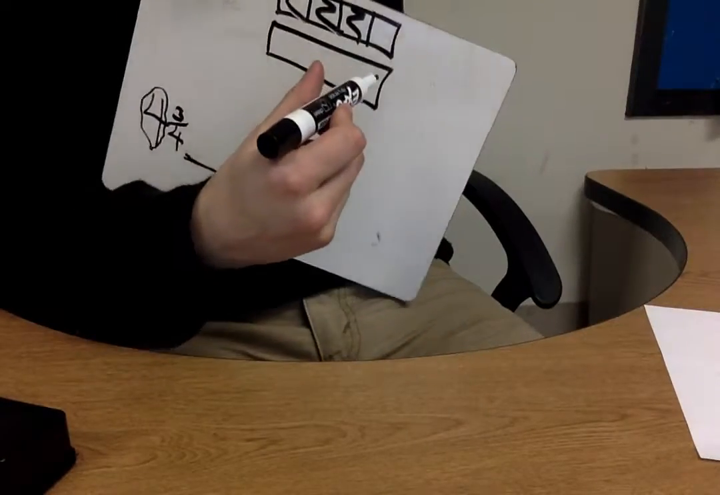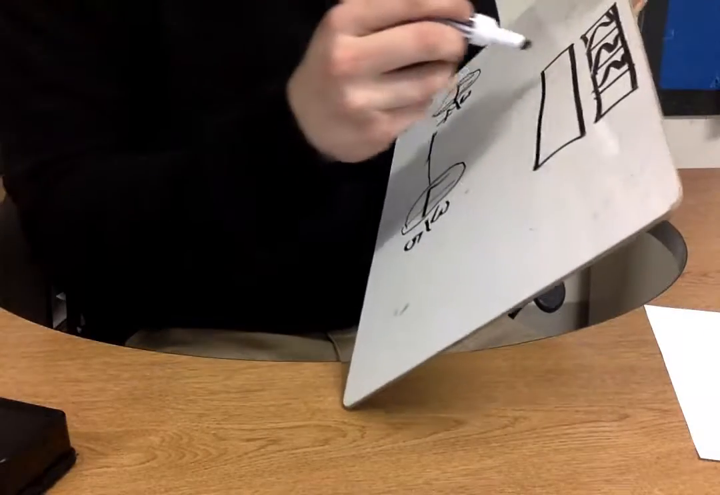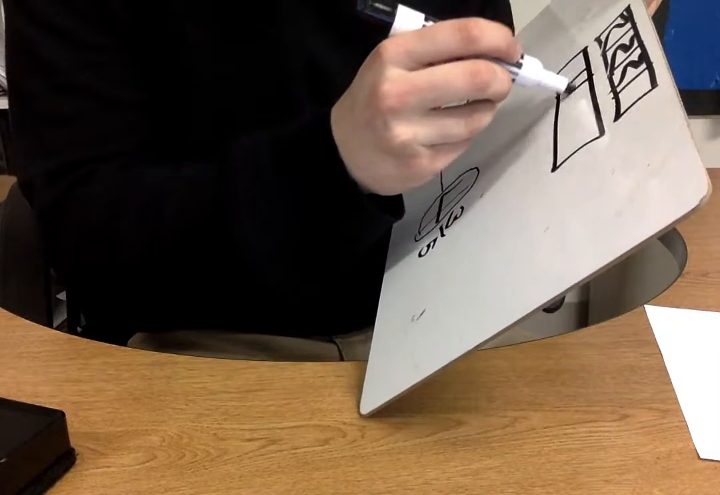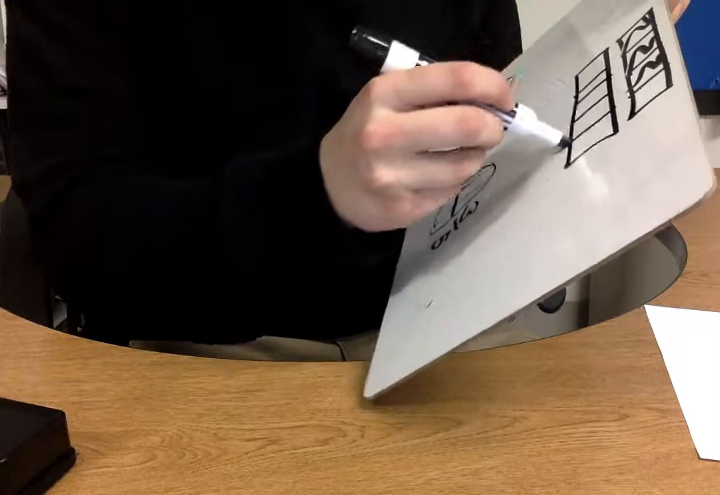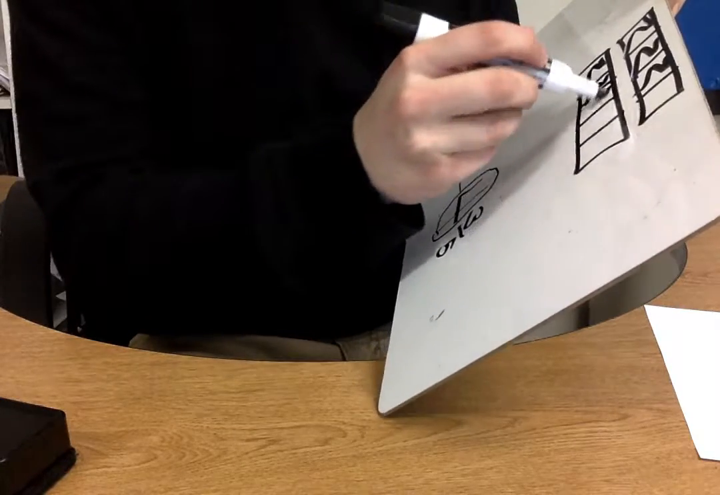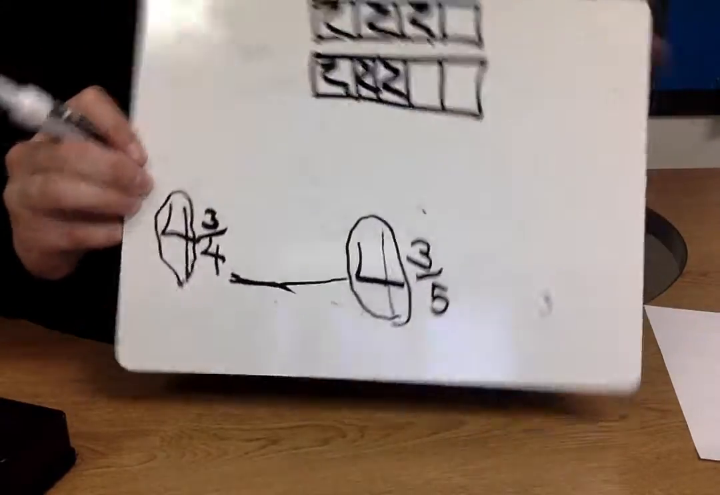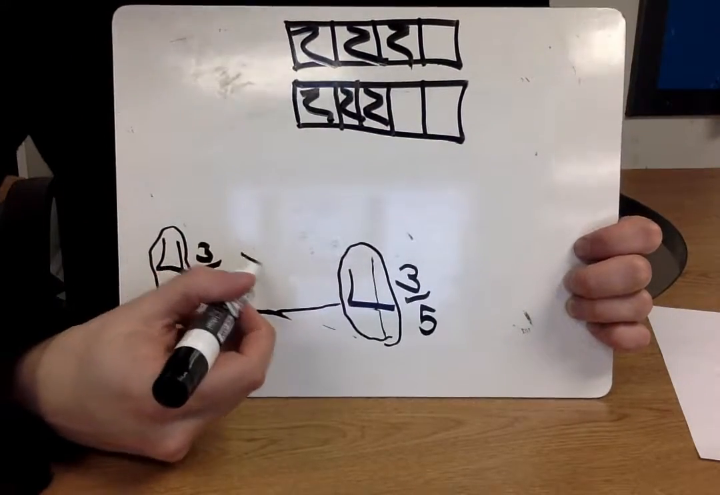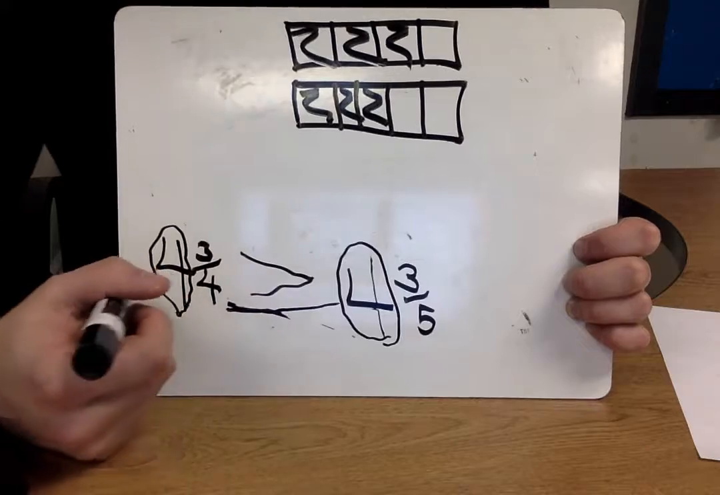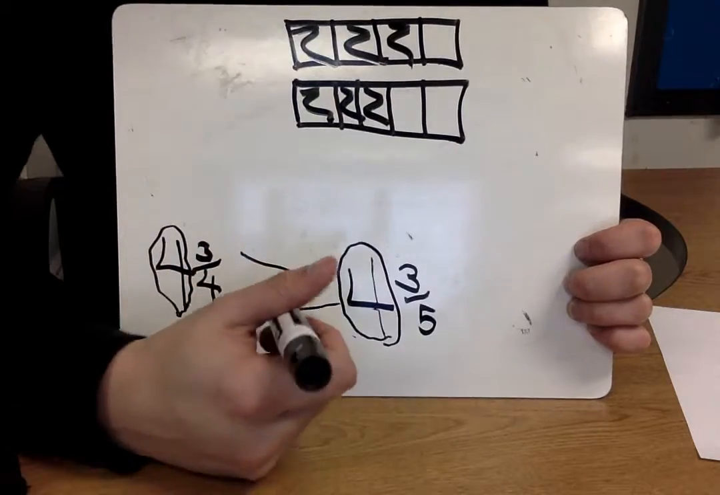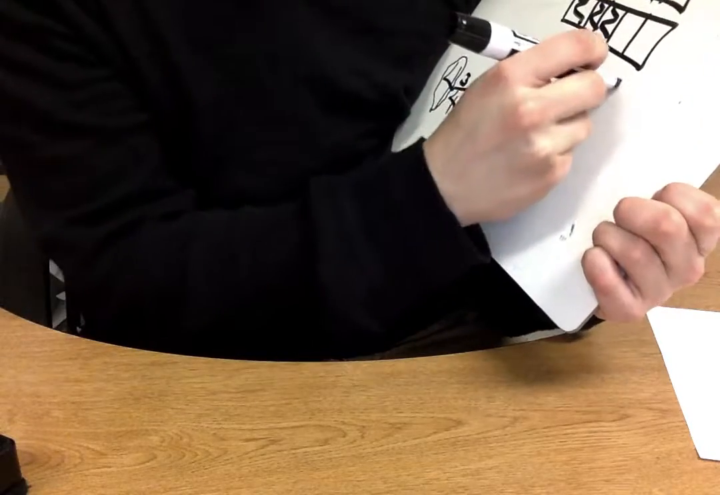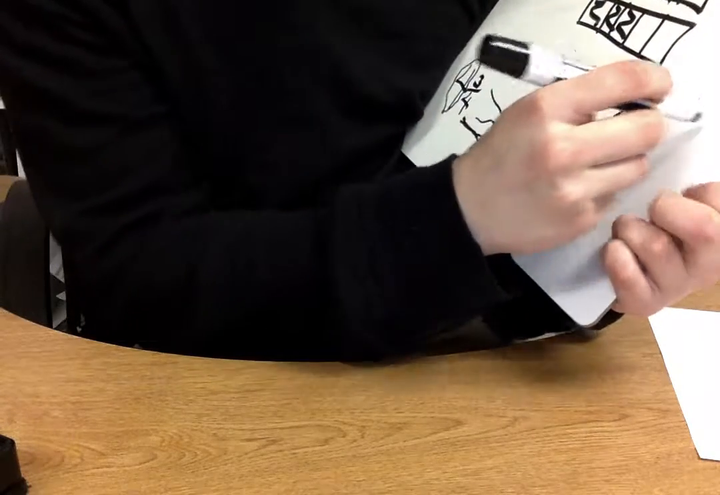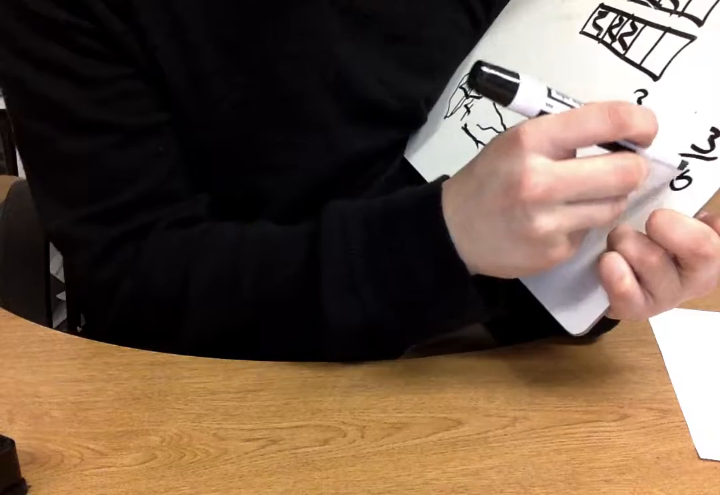Shading in 3/4 to begin with, so shading in 3 of my 4, or shading in 3 of my 5. And I can see 3/4 is a little bit larger than 3 fifths, which means 4 3/4 is larger than 4 3 fifths.